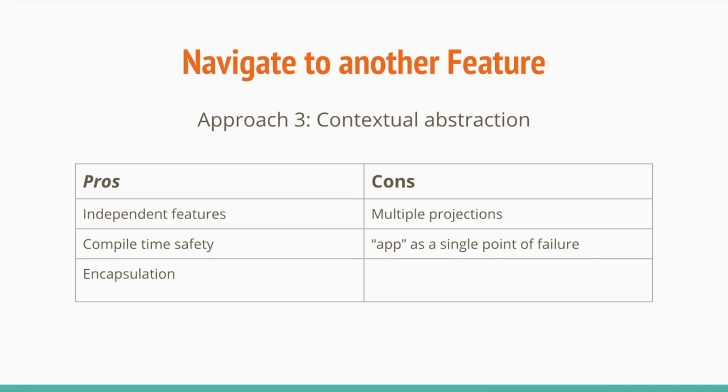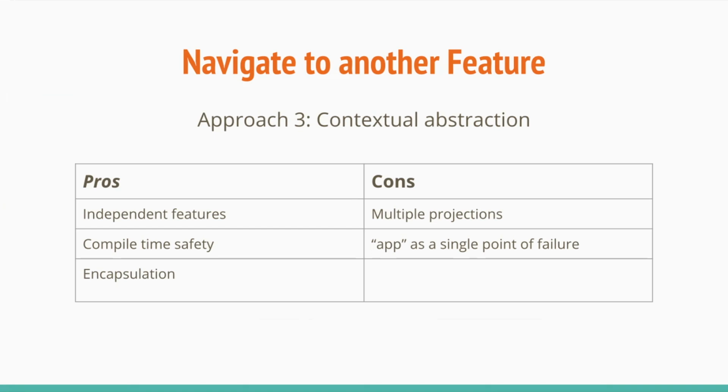Now let's take a look at the pros and cons of this particular approach. The advantages of this approach: all the features are independent. There is not even an indirect dependency. The second one is compile time safety, because all the contracts are using the correct domain model which they have, and that provides compile time safety.